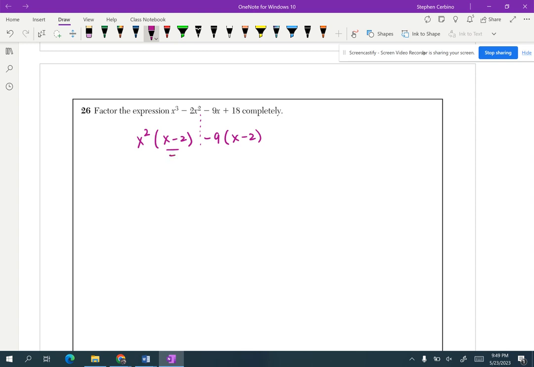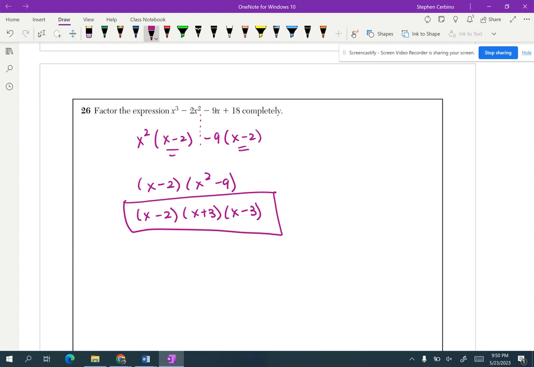Now that these two are the same, I can take out x minus 2, leaving me with x squared minus 9, which we know is still factorable to x plus 3 and x minus 3 using difference of squares. That's all we needed to do. We are finished.